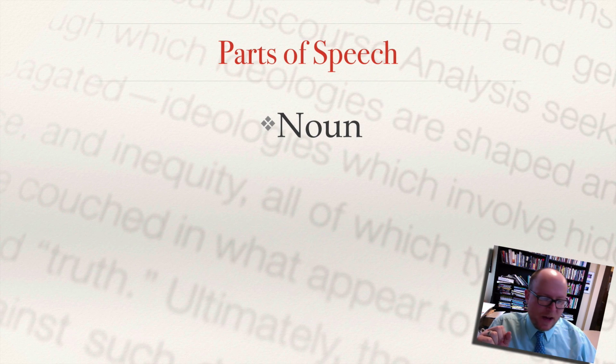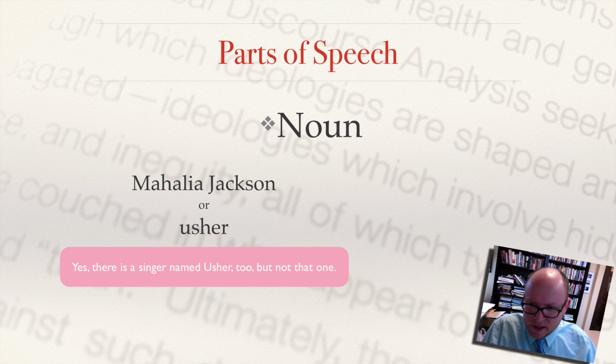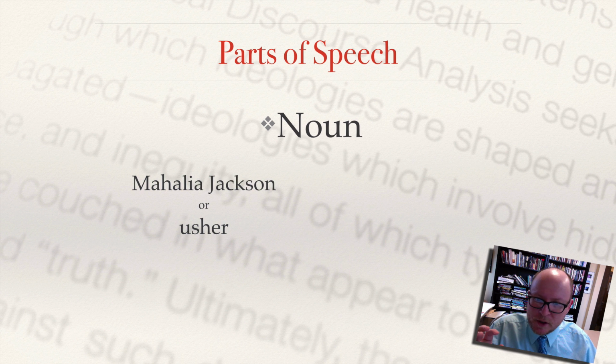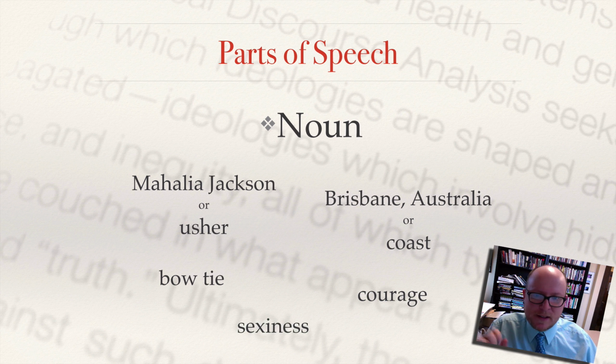So specifically, when we think about nouns, we're talking about a person, place, thing, idea, or quality. You can have what we call a proper noun, like Mahalia Jackson. That's going to refer to a specific person. Or we can have common nouns like usher, like an usher at a theater. You could have a place like Brisbane, Australia, which is a proper noun, a very specific place, or a more common noun like coast. You could have a thing like a bow tie, or an idea like courage. And we can also talk about a quality, something like sexiness.